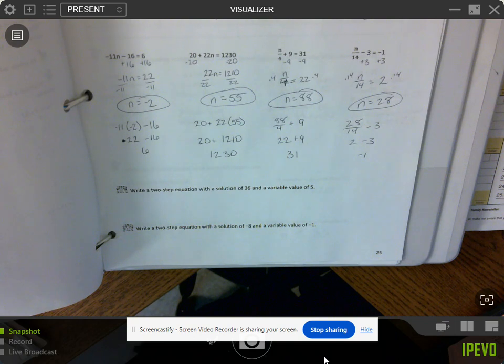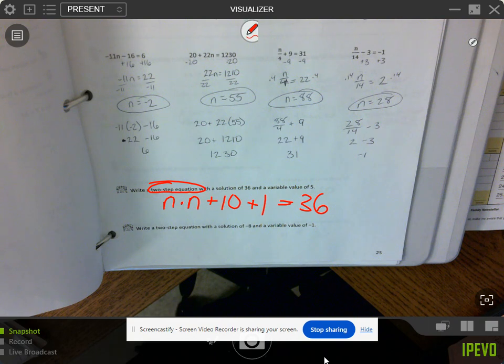Right, but we want it to be like a two-step equation. So we do want it to be our two-step equation, so we don't want to just put an expression. And what Marina had written down worked. She did n times n plus 10 plus 1. That does equal 36, but it's not a two-step equation. We want it to be those two-step equations.